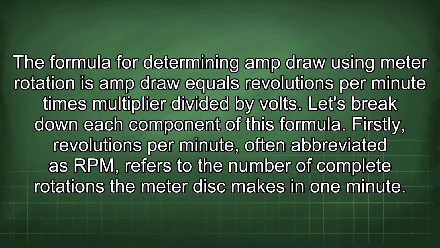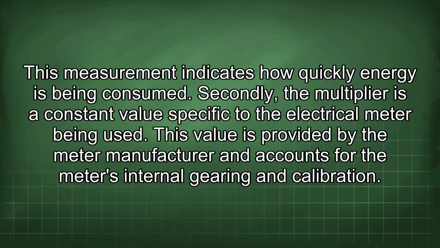The formula for determining amp draw using meter rotation is amp draw equals revolutions per minute times multiplier divided by volts. Let's break down each component of this formula. Firstly, revolutions per minute, often abbreviated as RPM, refers to the number of complete rotations the meter disc makes in 1 minute. This measurement indicates how quickly energy is being consumed.